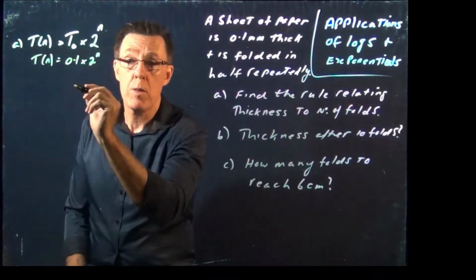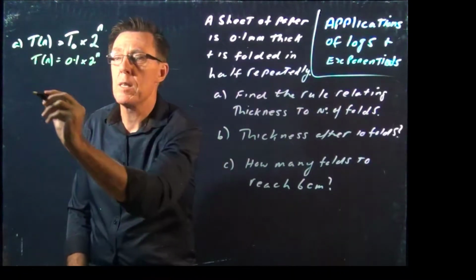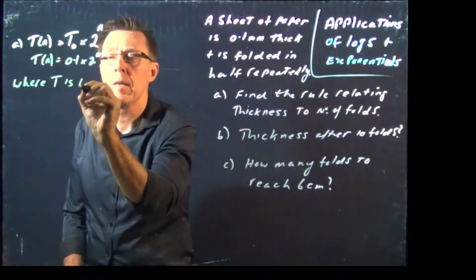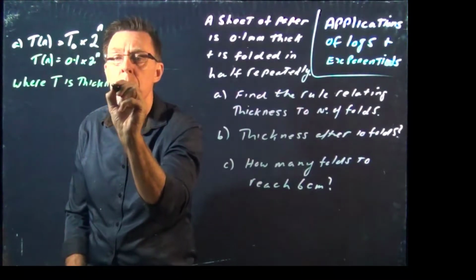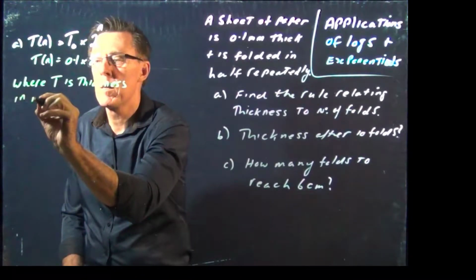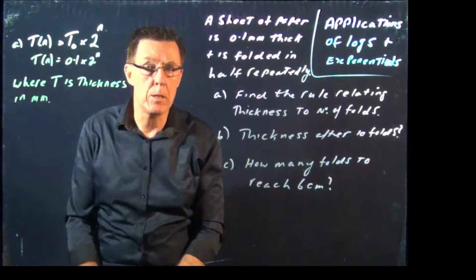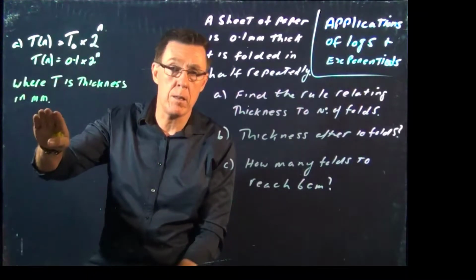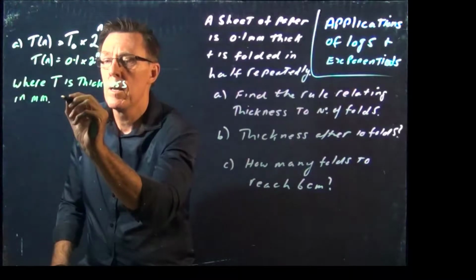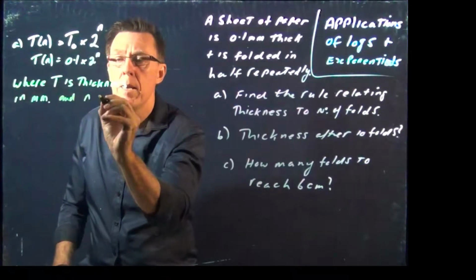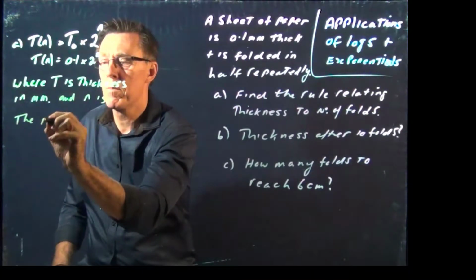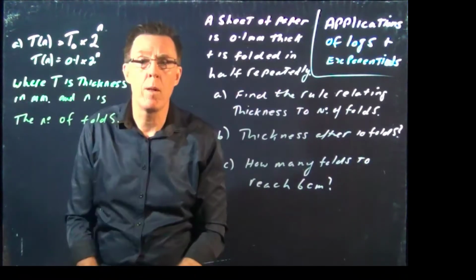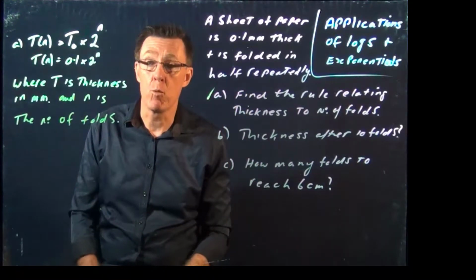So what I really need to add in here for good communication is this. So that's the rule where T is thickness in millimeters. So you must state what the variable is that you're using and the units that it's in, if there are any units. And N is the number of folds. Voila, I've done A, I now have the rule.